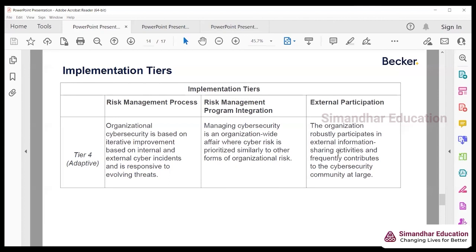What is phishing? Phishing is spelled PH, not F. So a phishing attack is basically any email that comes with spurious links, and if you click on it, they can hack your system. So they simulate such attacks, and their mails are very, very good. So that is the organization wide affair, and I am also responsible for it, although I'm not in the IT department. Yeah, correct. The organization robustly participates in external information sharing activities.